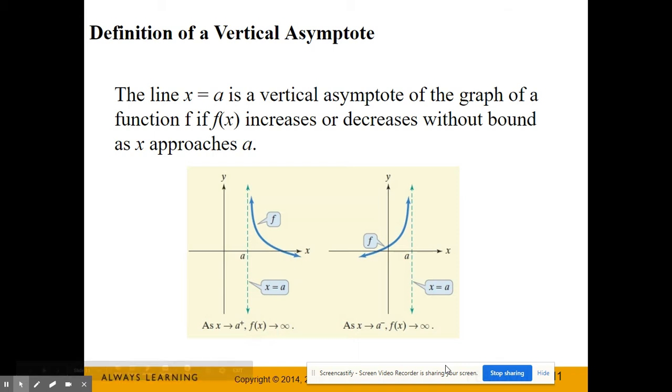So in this graph on the left side, you've got the f function approaching x from the right, approaching a from the right, and then it's also going to the right out to infinity. Over here, you've got it approaching a from the left, and then it's also going to infinity, negative infinity. So actually, that should be a negative sign there.